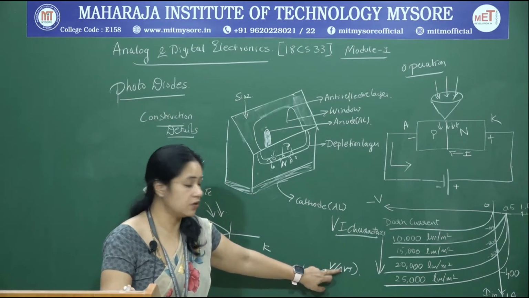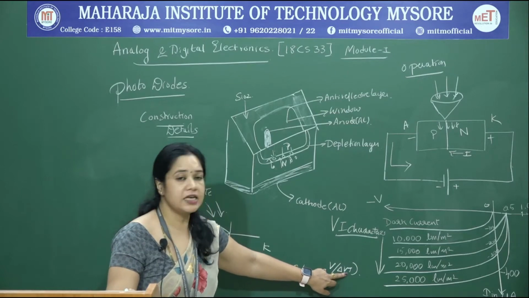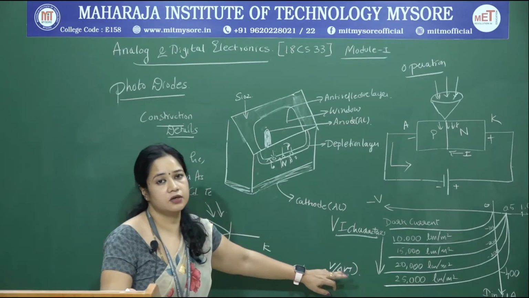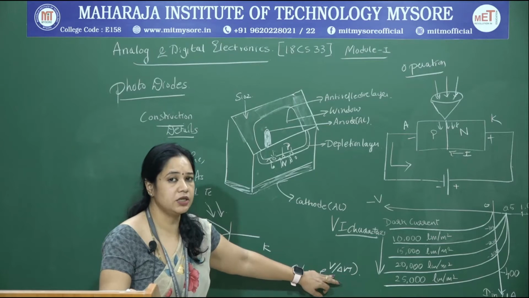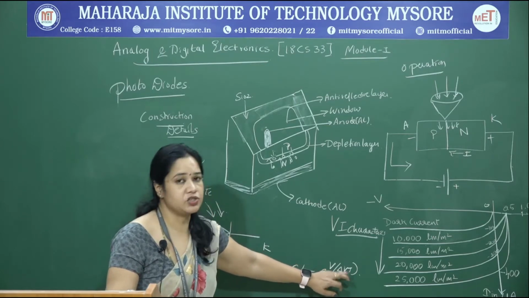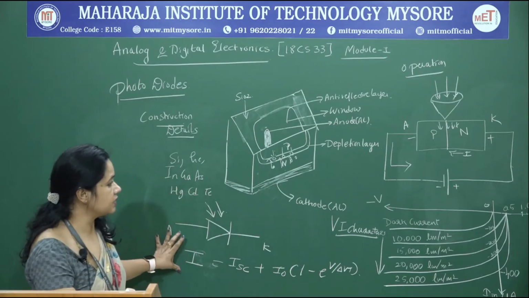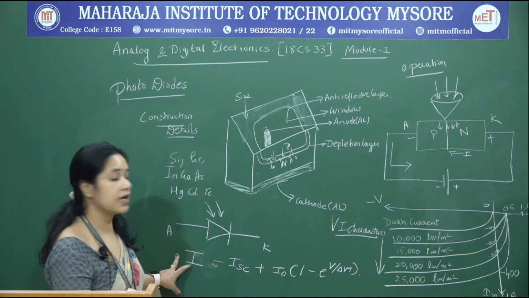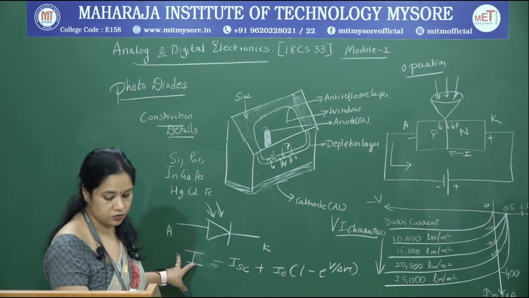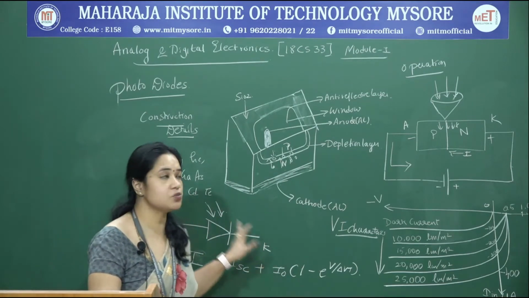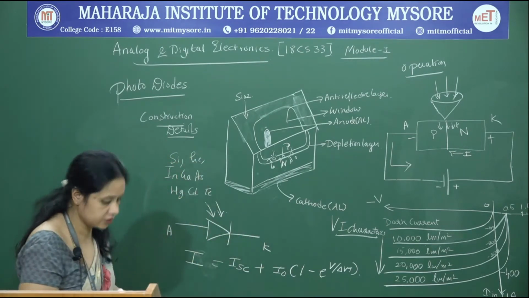It is 1 for silicon and 2 for germanium, and Vt is the voltage equivalent of temperature, proportional to the temperature. At any instant, this is the expression for the current flowing in the circuit. Now, we will take up the applications wherein photodiodes are used.